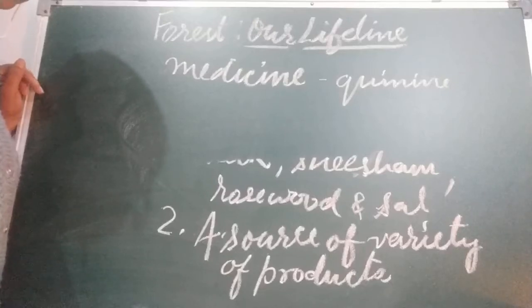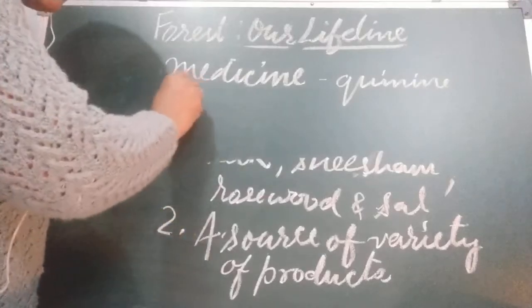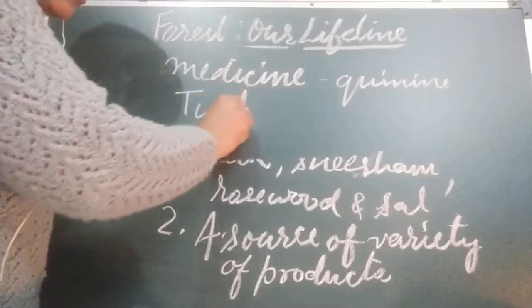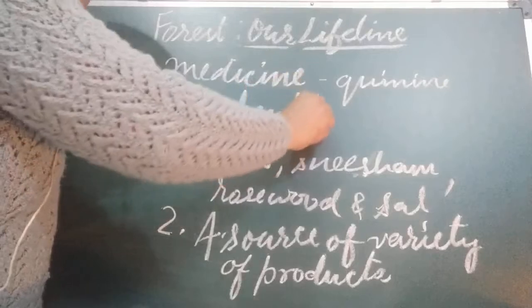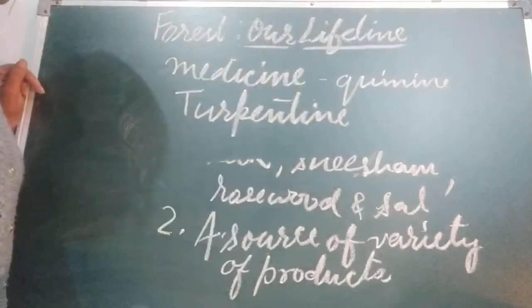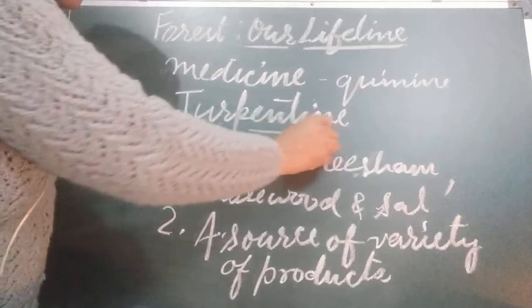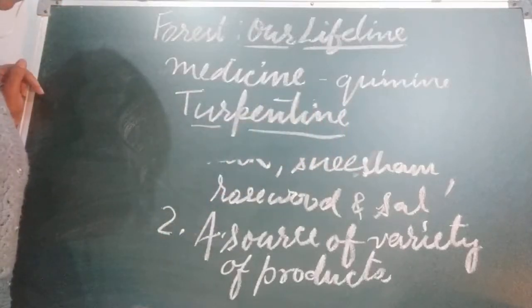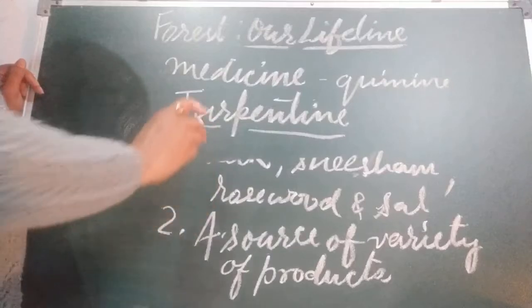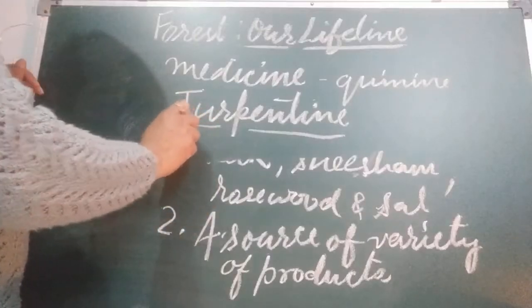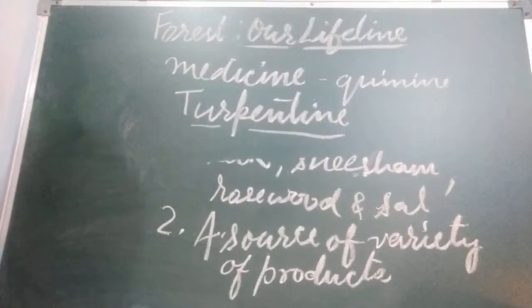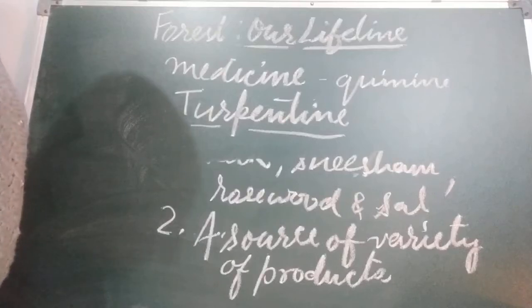Turpentine is a kind of oil. Turpentine oil we say. So turpentine is produced from resin or gum of pine tree. Turpentine is used for thinning paints and varnishes. So this liquid is used for thinning paints and varnishes.